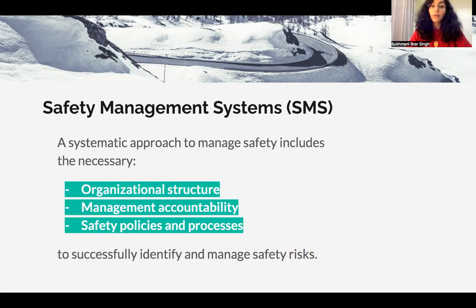So a systematic approach to manage safety includes the necessary organizational structure, management accountability, safety policies and procedures to successfully identify and manage risks, right? So you need to have that organizational structure in place, and you can have your management being accountable because they are signing off on these important safety policies and processes. And by signing off and by really buying into the safety management system, it is possible to have a successful management system.